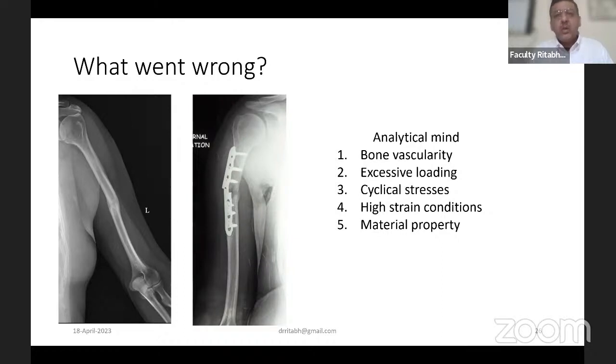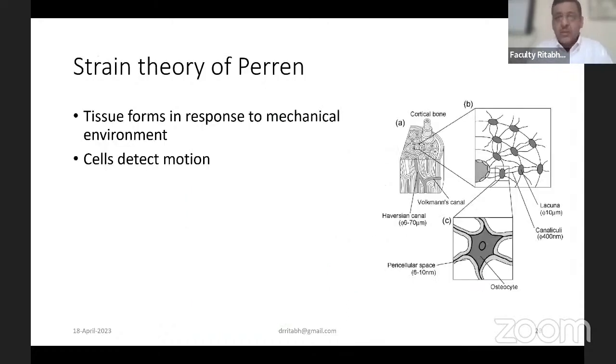Were they high strain conditions? And what was the material property that was used? So now you know, because this failed slowly without any deformation, this must have been a titanium implant. So we will talk of this concept, high strain conditions. And to understand this, you must all read the strain theory of Perren. So what is this strain theory of Perren?